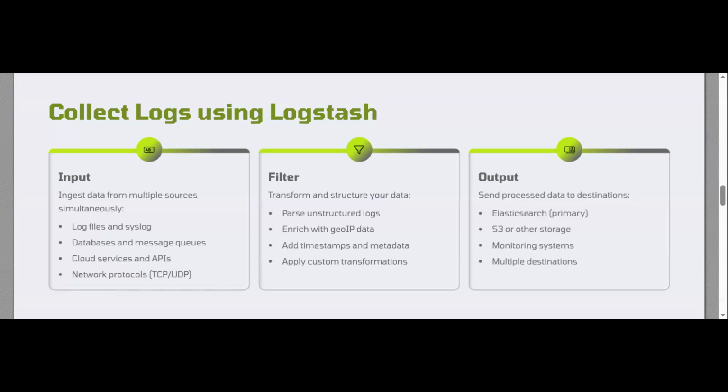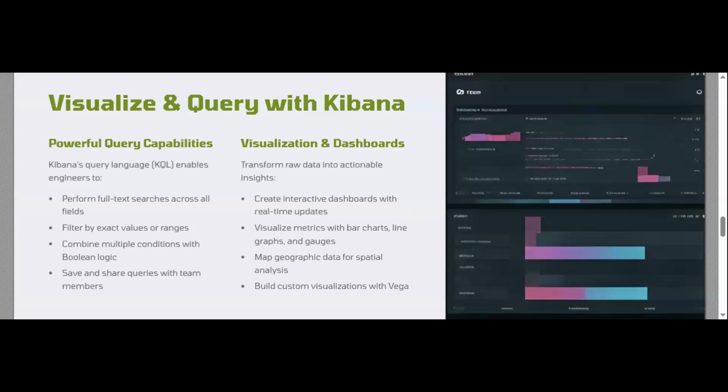So mainly it will go to Elasticsearch only, S3 or other storages. The output can be stored in the S3 bucket or other monitoring systems or multiple destinations. We can give it. That's your Logstash. Visualization and query with Kibana.